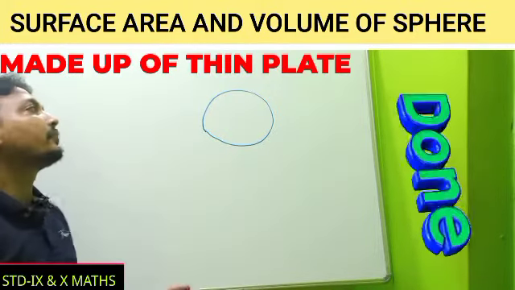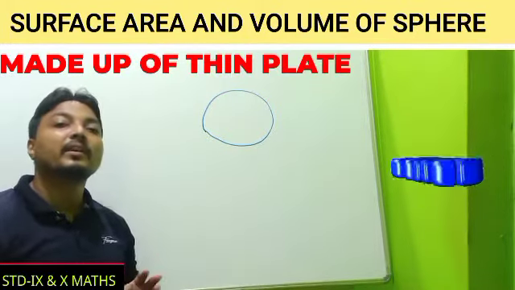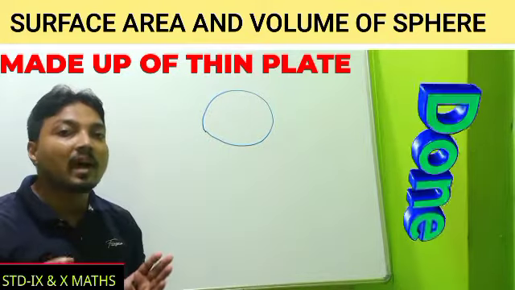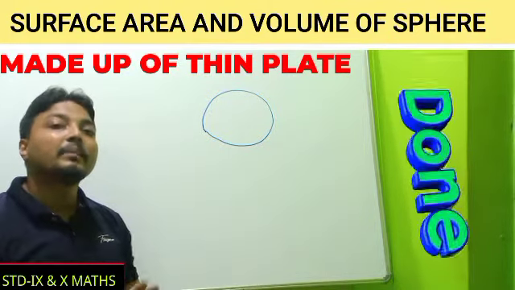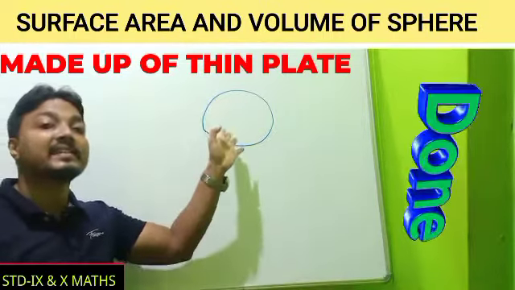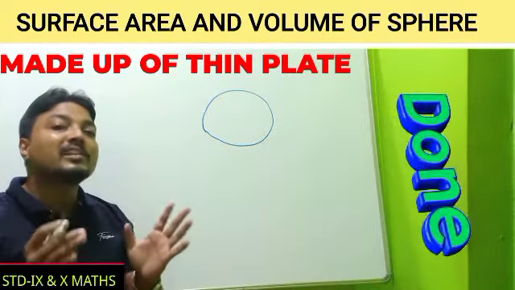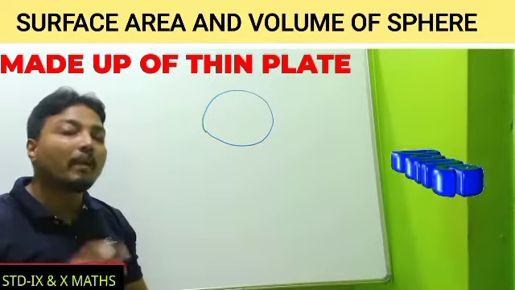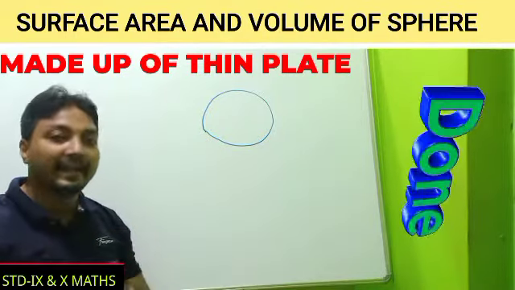Everyone see carefully. Previously, the sphere that was taken was a solid sphere. It means no vacant, no empty space was there inside the sphere. The total sphere is the solid one, completely filled with that material.